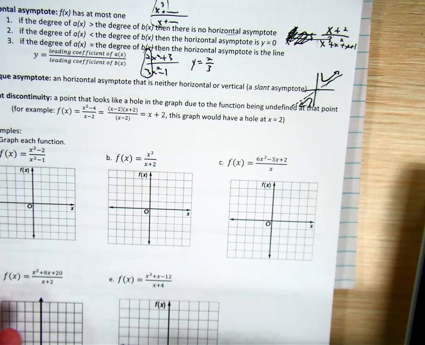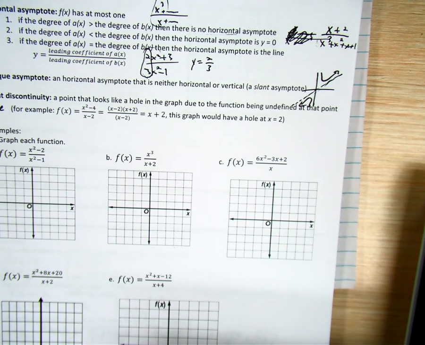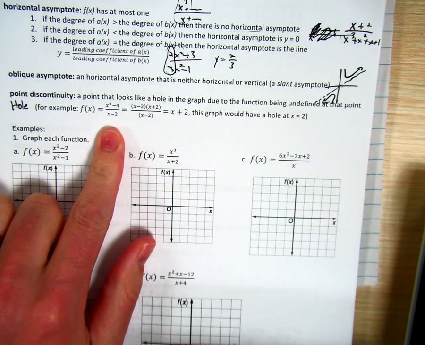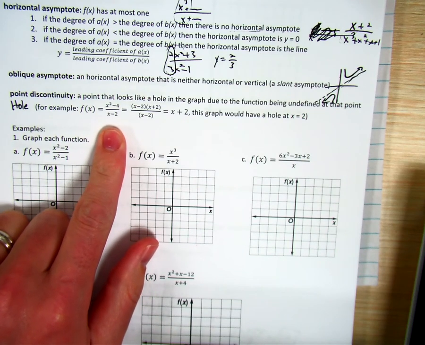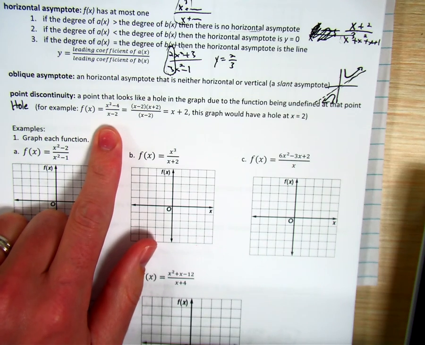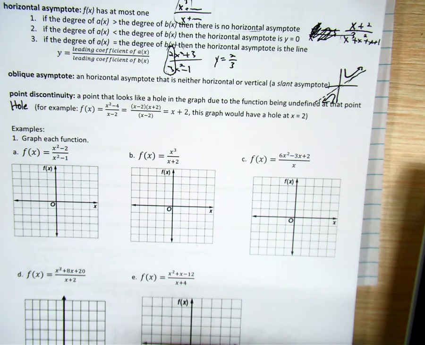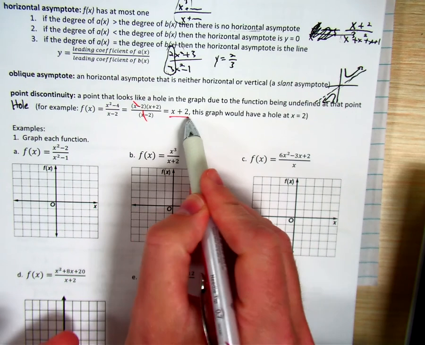Point of discontinuity, aka sometimes this is called the hole. Looks like a hole in the graph due to the function being undefined at that point. That comes from where your asymptote would have been factored out and canceled. So here's my original function, x squared minus 4 over x minus 2. So I'm looking at that like, ooh, vertical asymptote at 2, but we factor out the top, and look what happens. Cancel, cancel. All right, so now we're down to just this, x plus 2.